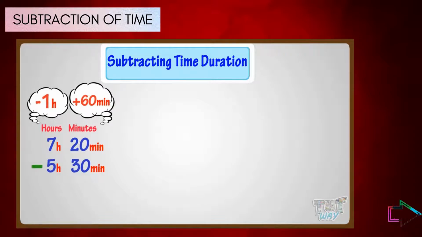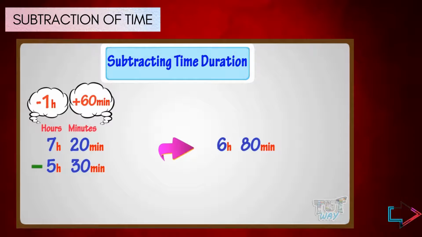That is, subtract 1 from 7. It will be 6 hours. And add 60 minutes. It will be 80 minutes. So it won't change the time. It will be 6 hours and 80 minutes, which is same as 7 hours and 20 minutes.